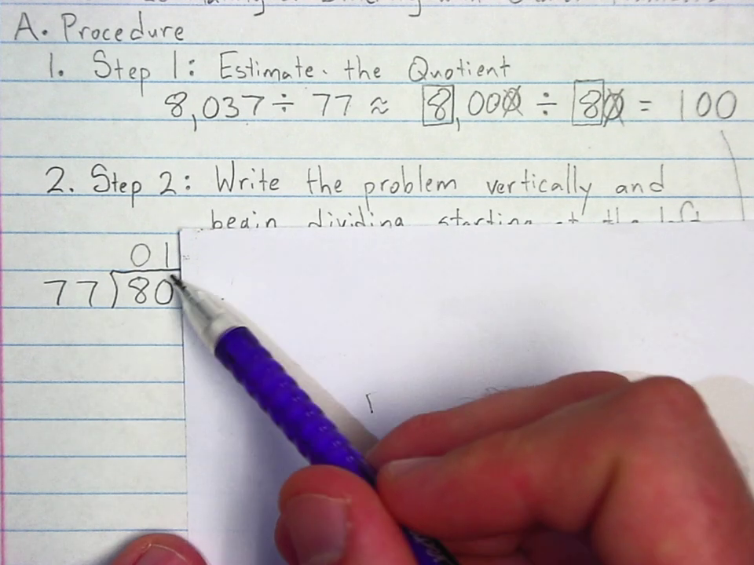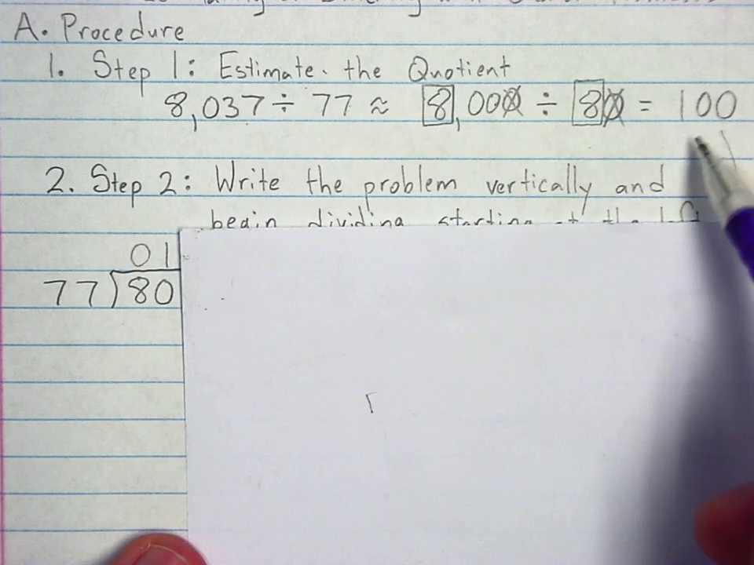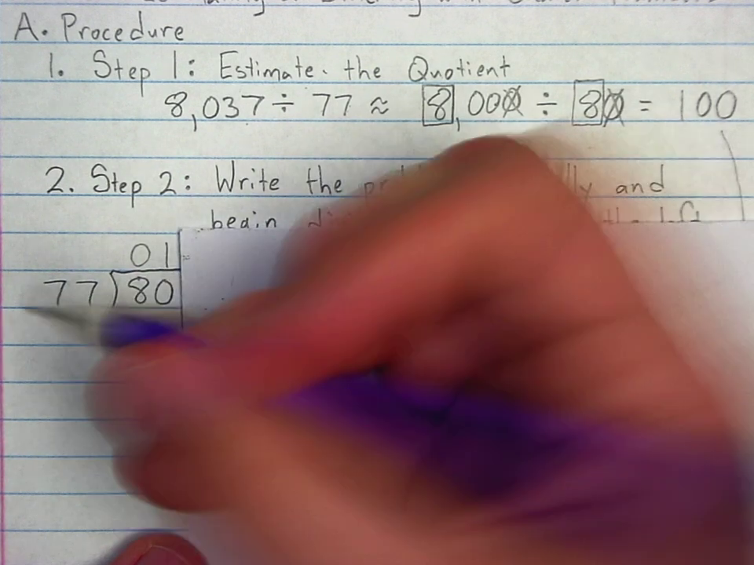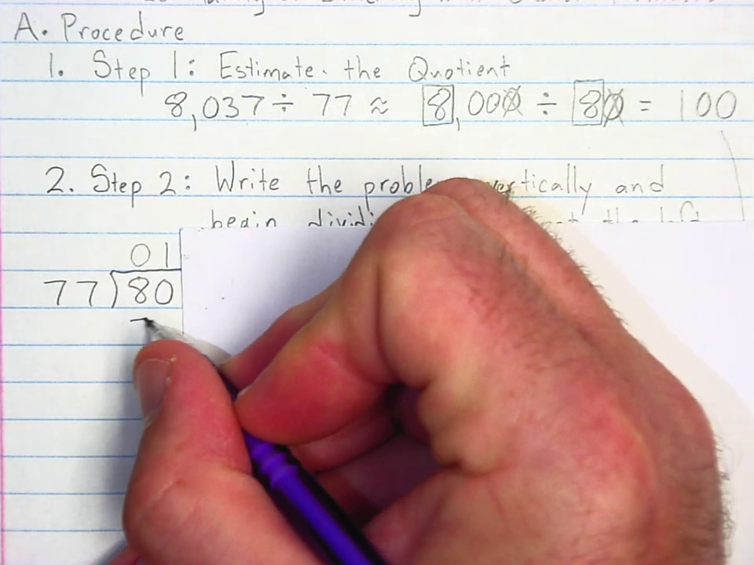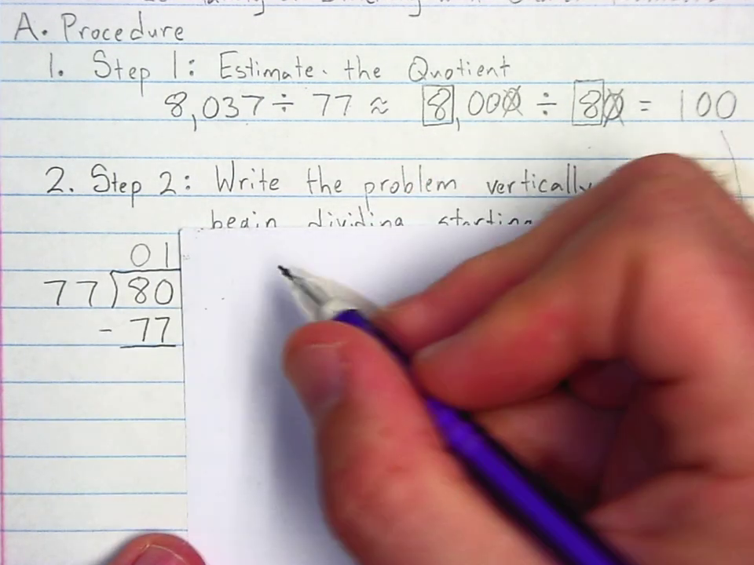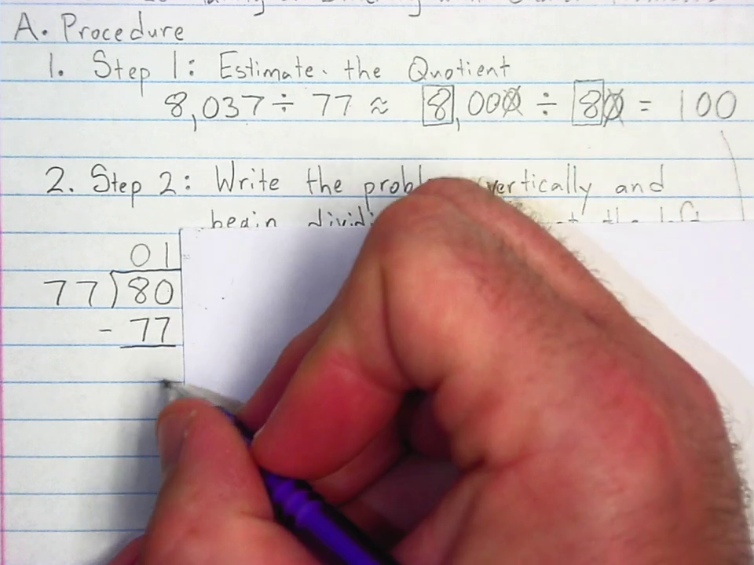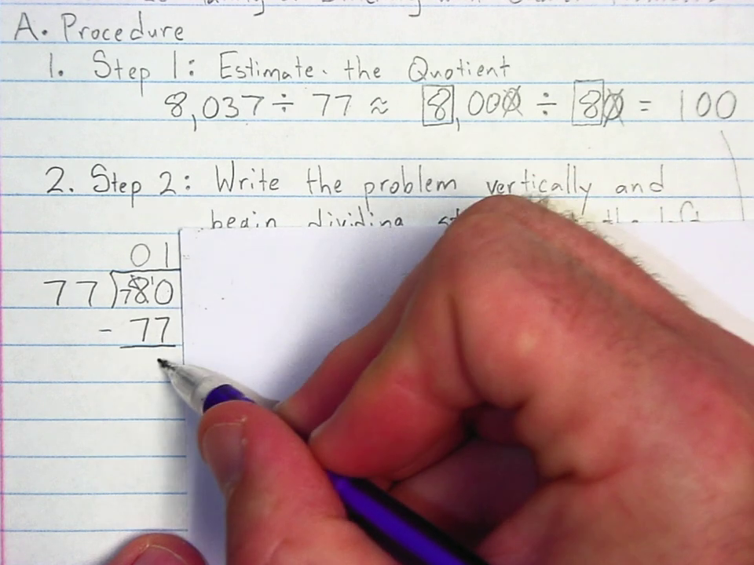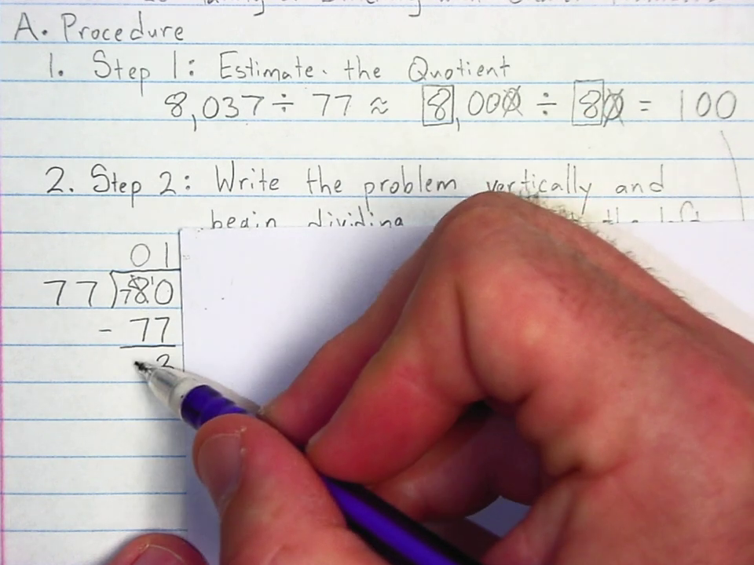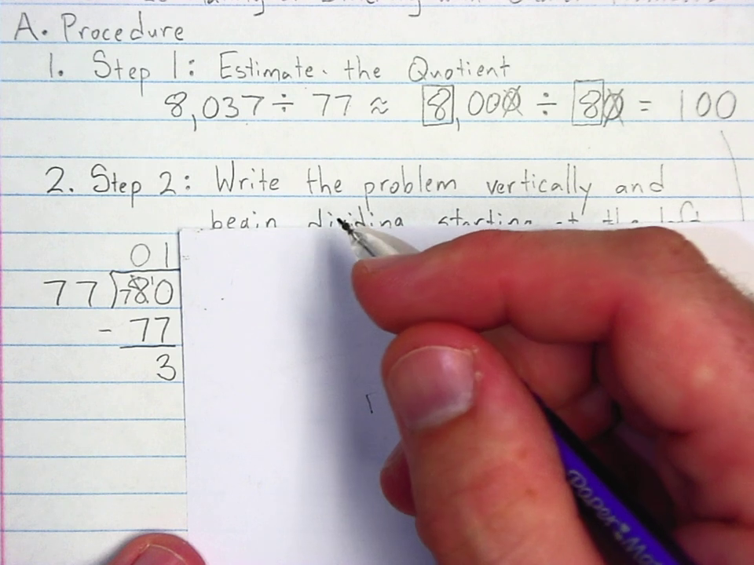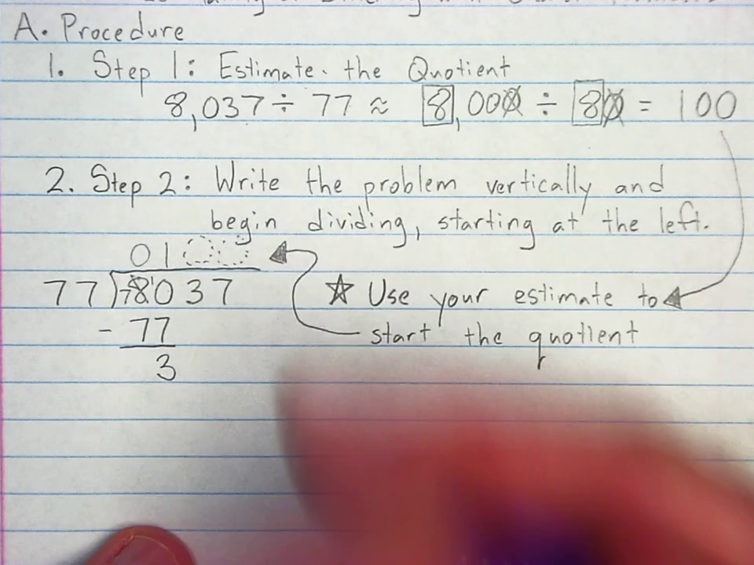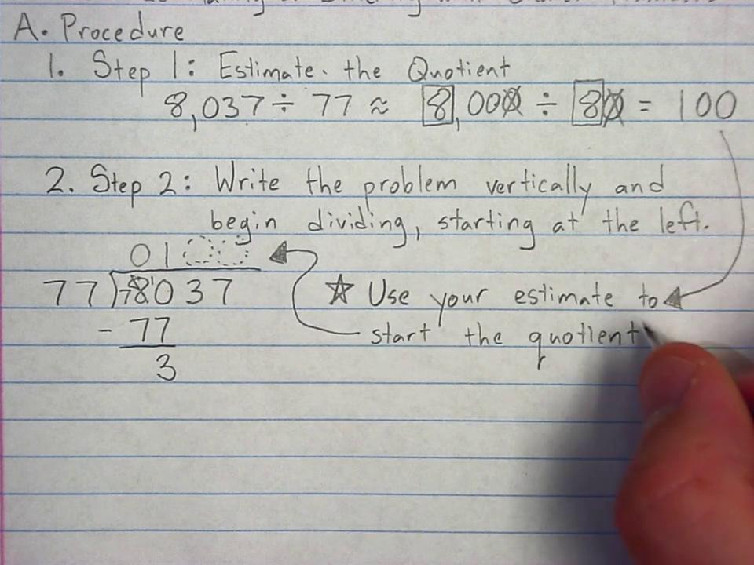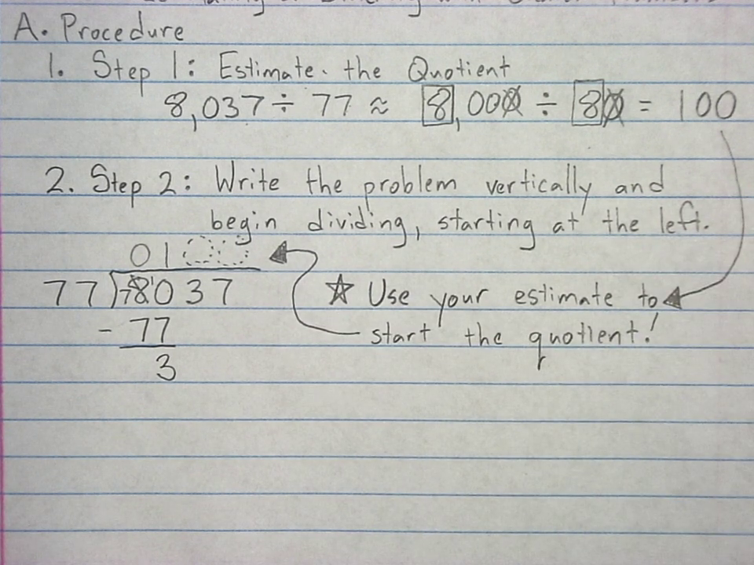77 will go into 80 one time. So my estimate was pretty close. 1 times 77 is what I'm going to do. In fact, I'll do it right now. 1 times 77. We go ahead and subtract. 0 minus 7 is, well, not happening. So I'll borrow. 10 minus 7 is 3. 7 minus 7 is nothing. So I'll just leave it alone. Now, obviously, there's more to do. But to get yourself started, use your estimate to start the quotient.